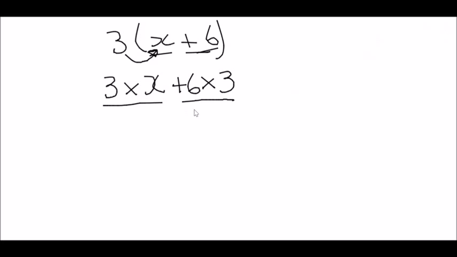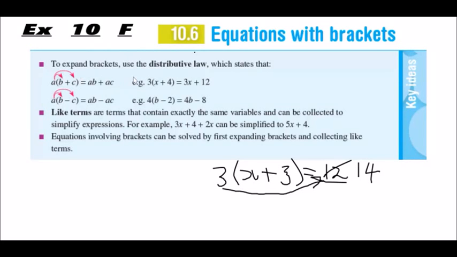So if that last part can't be divided by the number that's out the front, if you can't swing that out and divide it and you don't end up with a whole number answer, you've got to actually expand the brackets out and then solve it from there. So that's the distributive law.